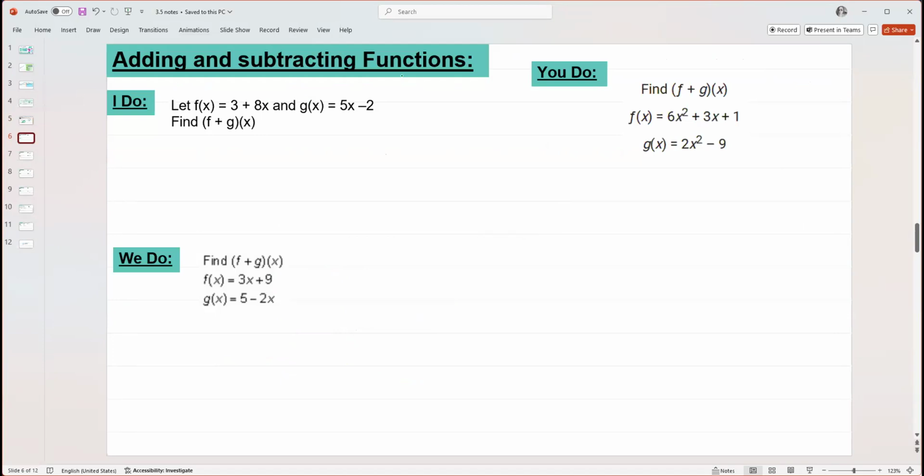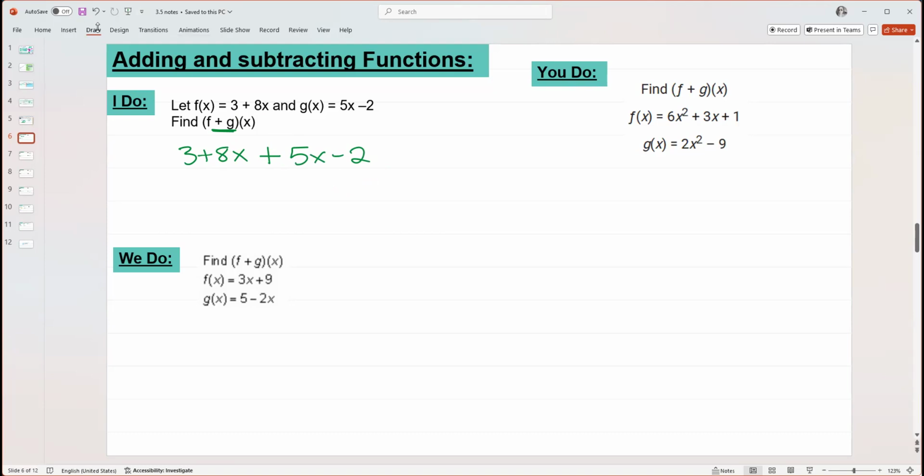Okay, so starting off with adding and subtracting functions. We just did a subtraction problem. So that's the whole process. So they're going to say, let f of x equal 3 plus 8x. G of x is 5x minus 2. Find f plus g of x. So you're adding the functions together. So we're going to do 3 plus 8x, that's your f function, plus 5x minus 2. Addition does not change any signs, so you don't need to use parentheses. You need to use parentheses when you subtract.